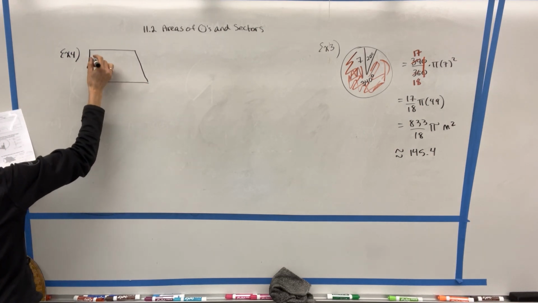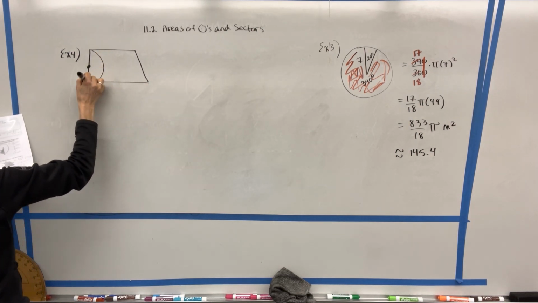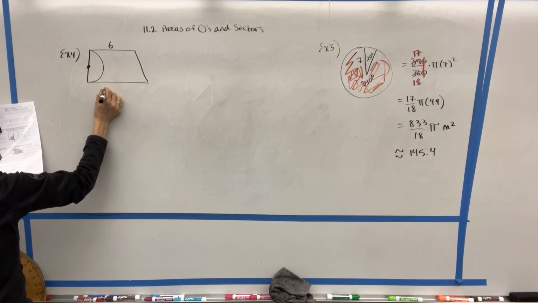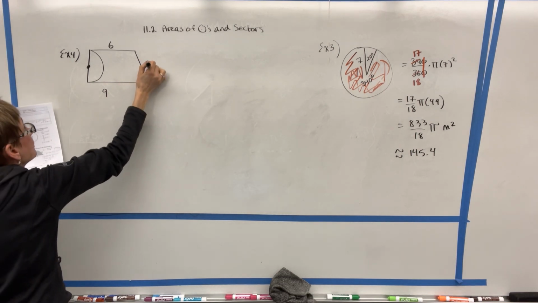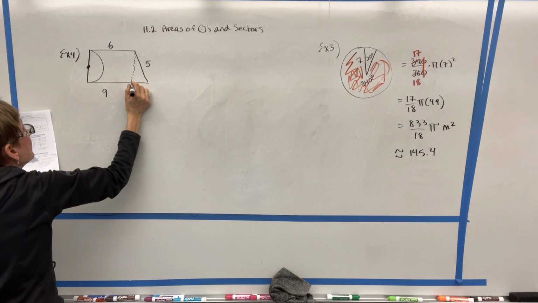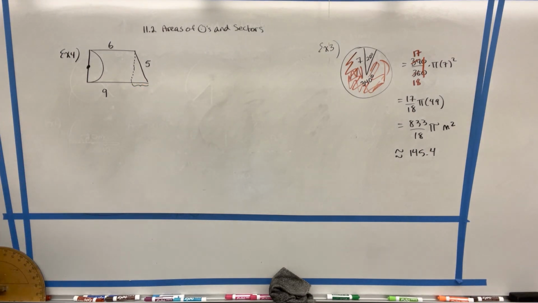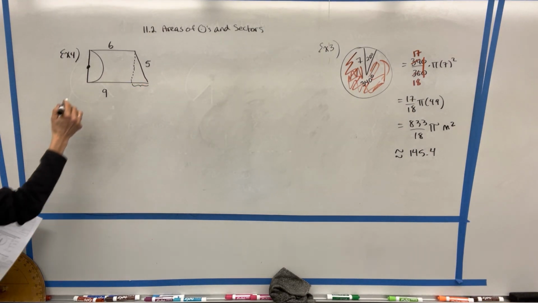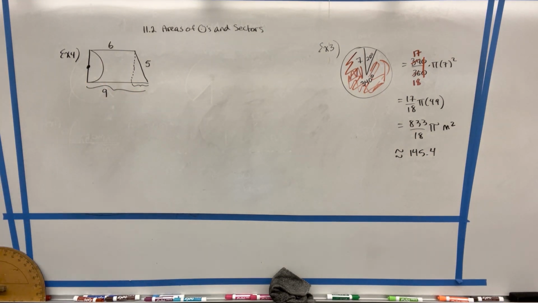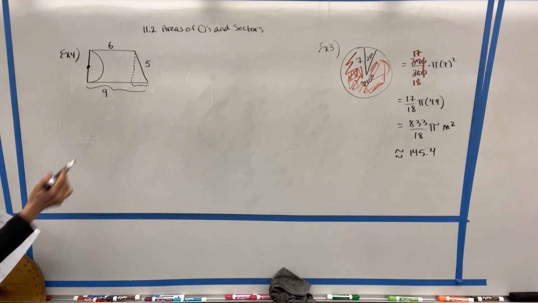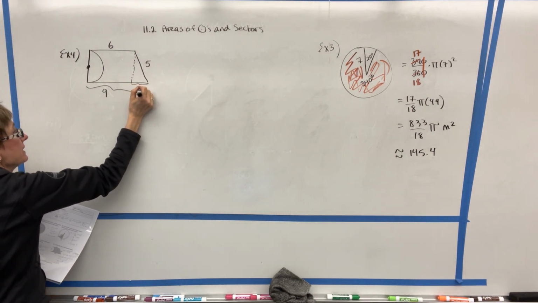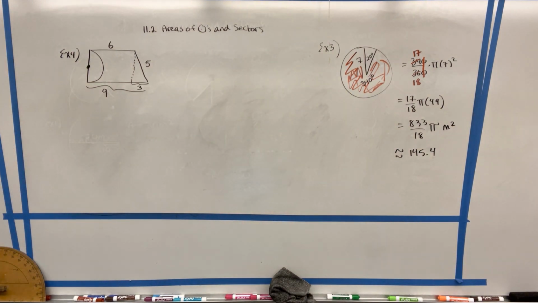So we need to notice this dot here. And this is a length of 6 and 9. And this is 5. Who can tell me what this length is here? If the entire base on the bottom here is 9 and the top one is 6, what would this little piece represent right here? 9 minus 6, which would be 3.